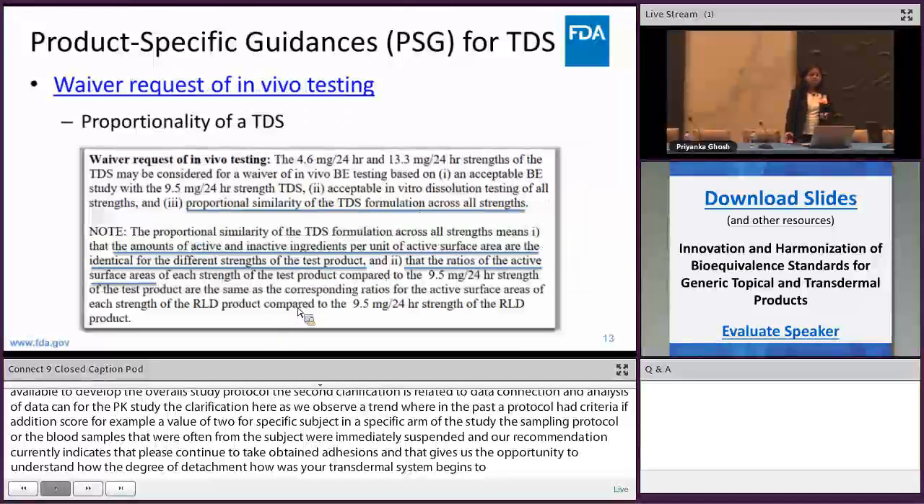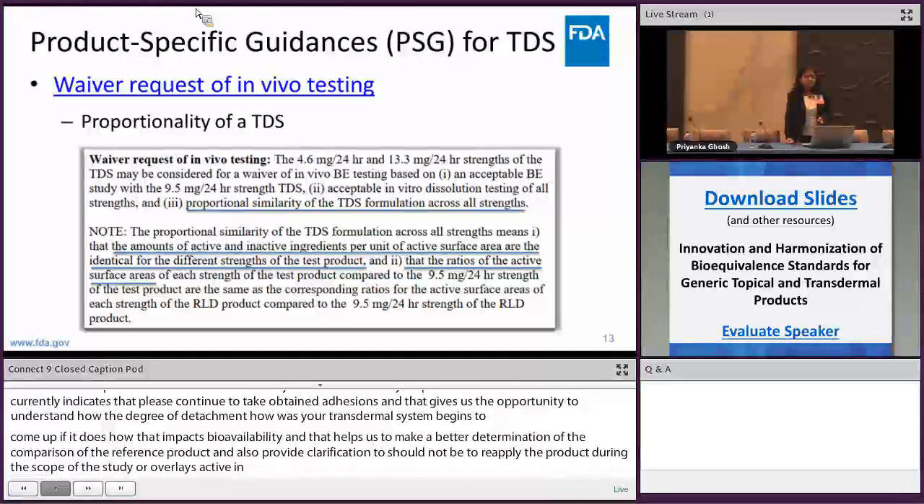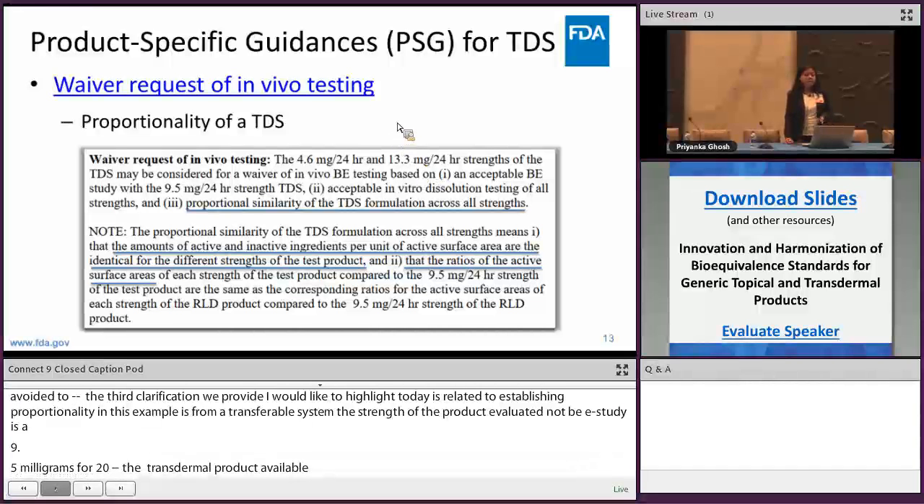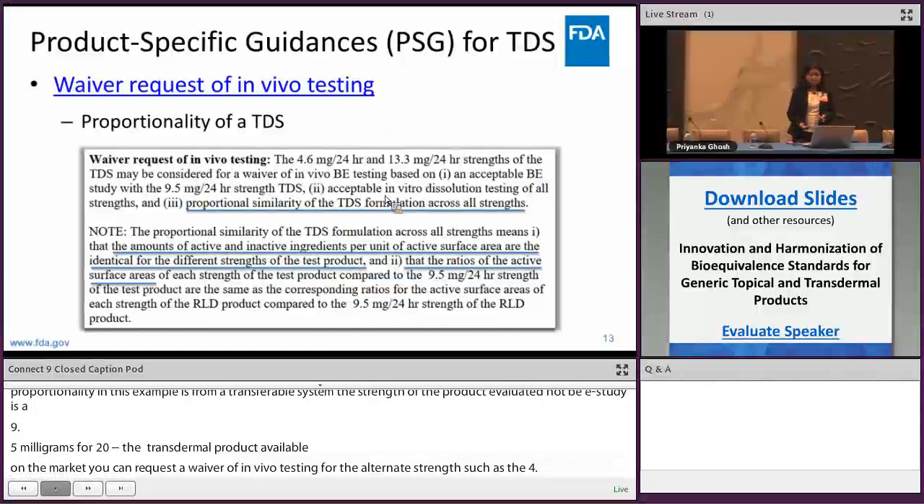The third clarification that I would like to highlight today is related to establishing proportionality. This example is from a reversing mean transdermal system. The strength of the product that is evaluated in the BE study in this case is the 9.5 milligram per 24-hour strength. Typically, when there are multiple strengths of a transdermal product available on the market, you can request a waiver of in vivo testing for the alternate strengths, such as the 4.6 milligram and the 13.3 milligram strength here, as long as there is an acceptable BE study, acceptable in vitro dissolution or release study results available, as well as the TDS formulations are proportionally similar.